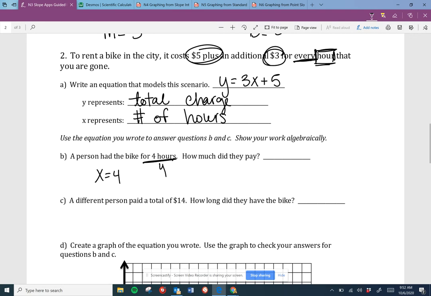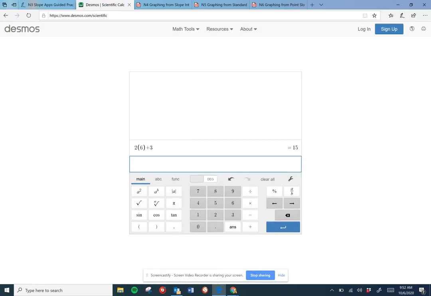This is another one we can use our calculator. We just have to make sure that we put everything after the equal sign. So I'm going to go back to Desmos and type 3, parentheses 4, and then I have my plus 5 at the end, and I get 17. Okay, so they would have paid a total of $17 in order to rent the bike for 4 hours.